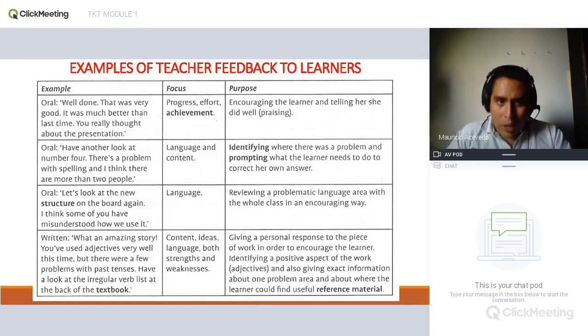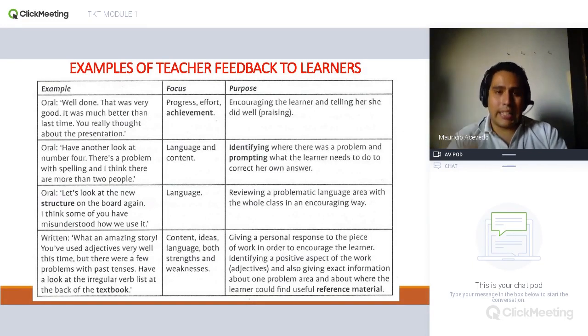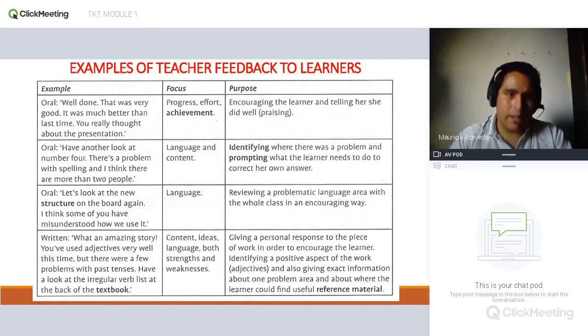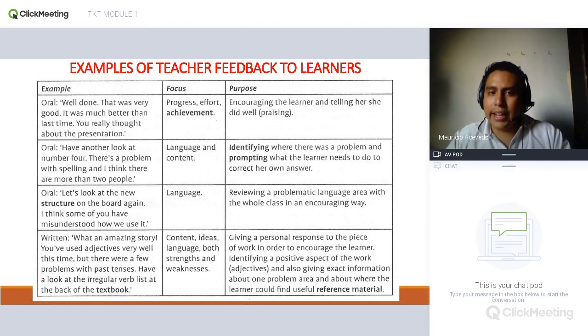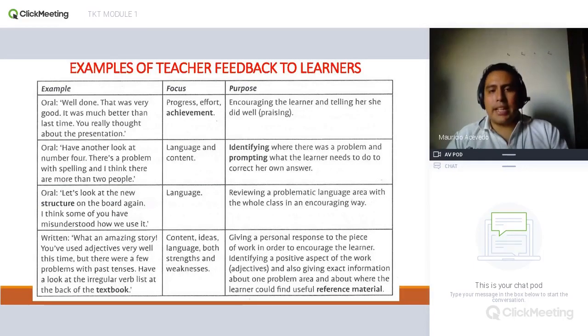Another example could be, "Well done, that was very good. It was much better than last time, you really thought about the presentation." The focus obviously is progress, effort, and achievement. Okay, so you want to remark that he did better. Maybe he's not that good at the language, but he's trying to improve. Okay, obviously, one of the purposes is encouraging the learner and telling her she did well, which means praising.